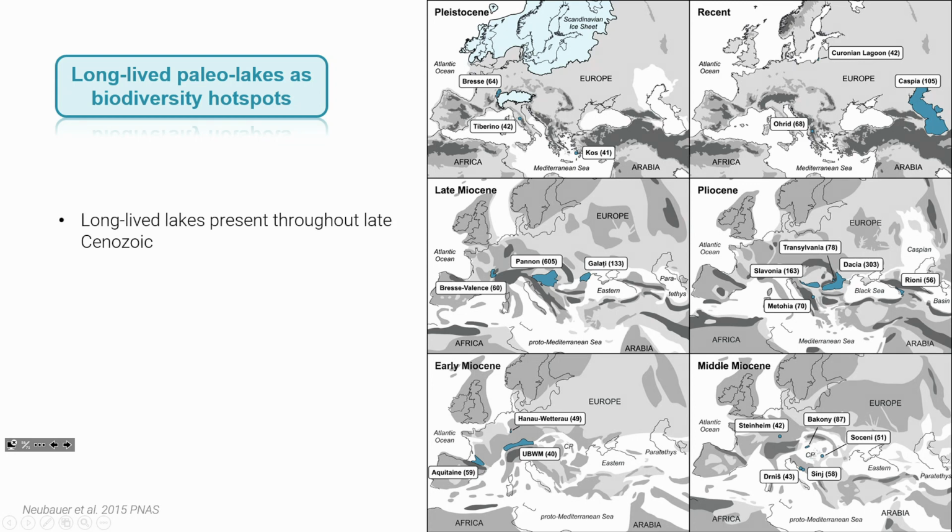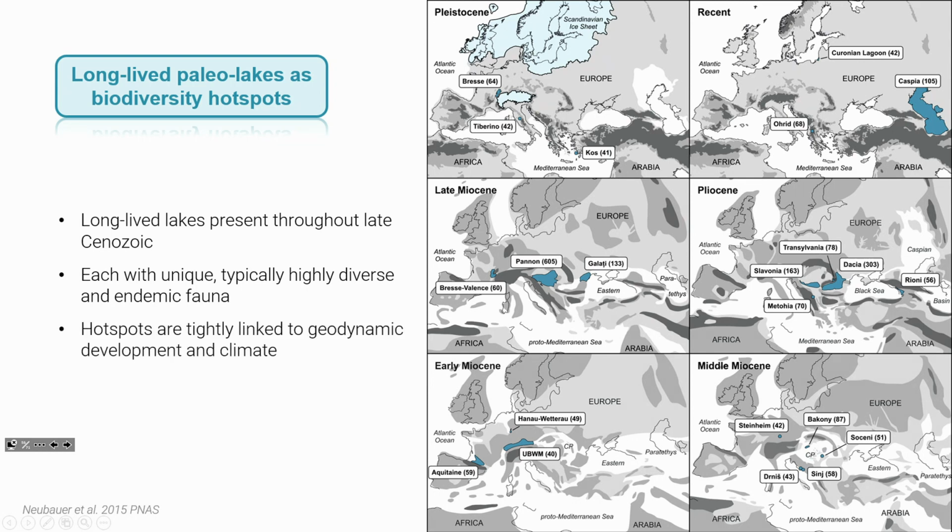And most of these hotspots are associated with these long-lived systems, and these are all tightly linked to Europe's geodynamic development and climate. So you need a stable geological basin that sustains a stable lake for an extended period of time, at least hundreds of thousands, optimally millions of years. And you need the climatic stability, like the balance between evaporation, precipitation, that a system can unfold and be stable, or at least that the fauna can be stable for a serious amount of time.